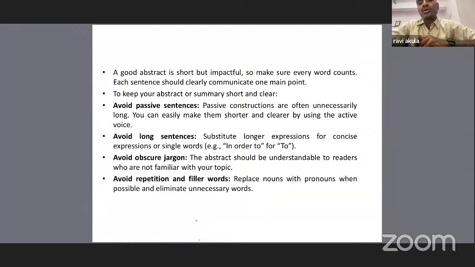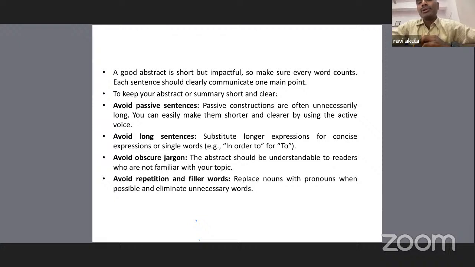Avoid obscure jargon. So the abstract should be understandable to readers who are not familiar with your topic. Simple words and simple sentences attract the readers to a greater extent. Whatever skills you possess in using words, you need not apply them in preparing your abstract. If you do, the readers may not read the paper. You may not get the readers.